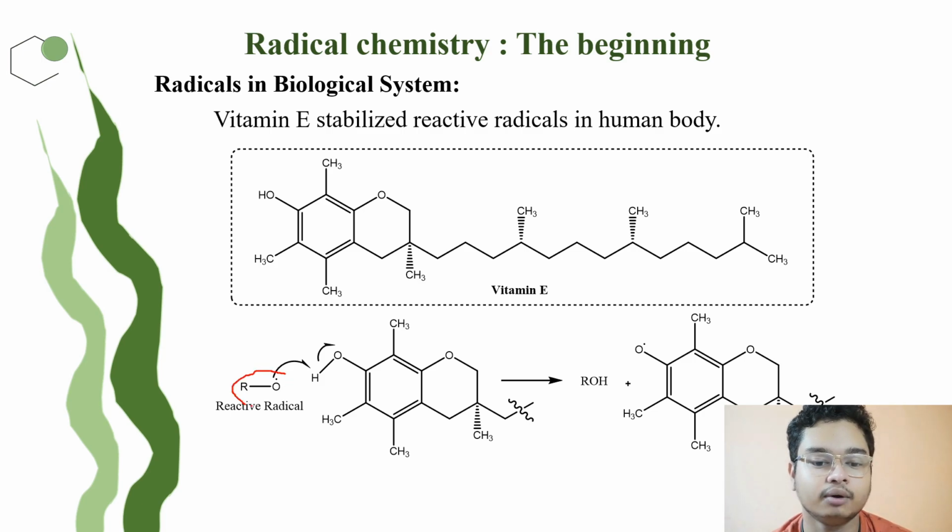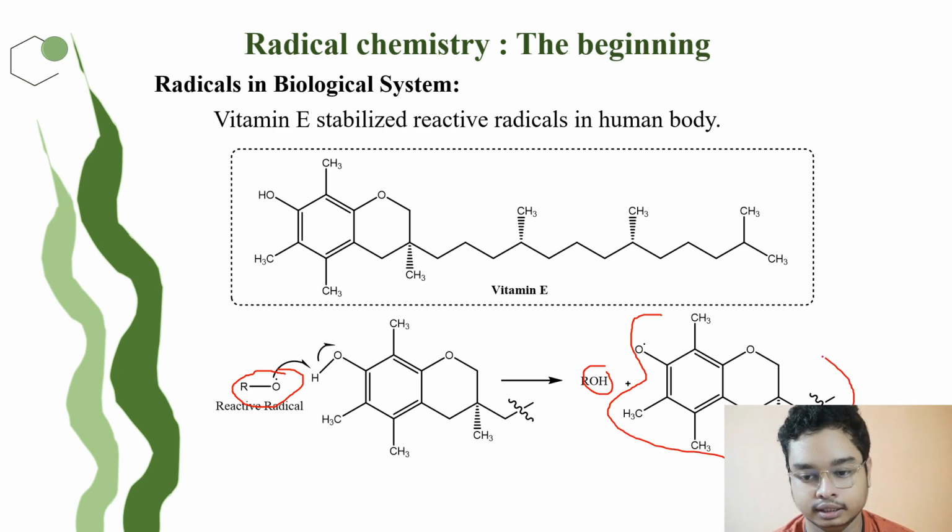Like here, the RO radical that is formed in our body in situ will react with vitamin E to form the corresponding alcohol, and here this is the radical version of vitamin E that is non-harmful in our body. So vitamin E does this type of radical-based reaction. This also shows the importance of radical chemistry in our body.